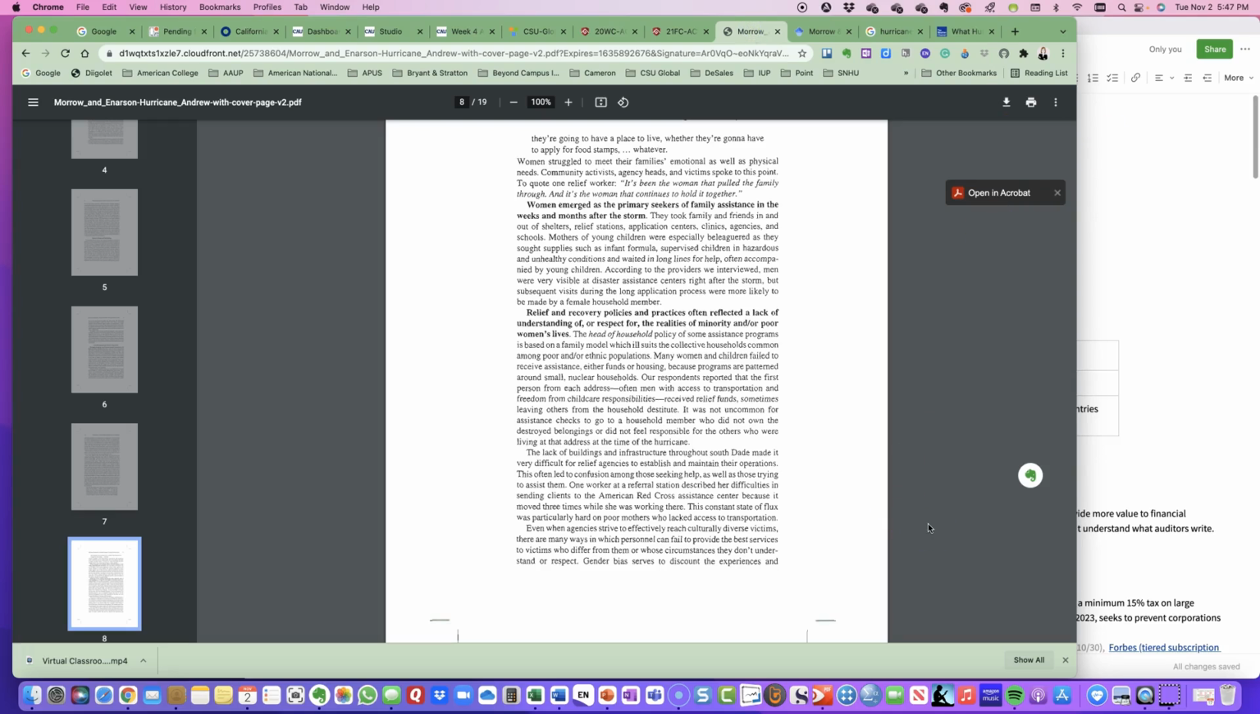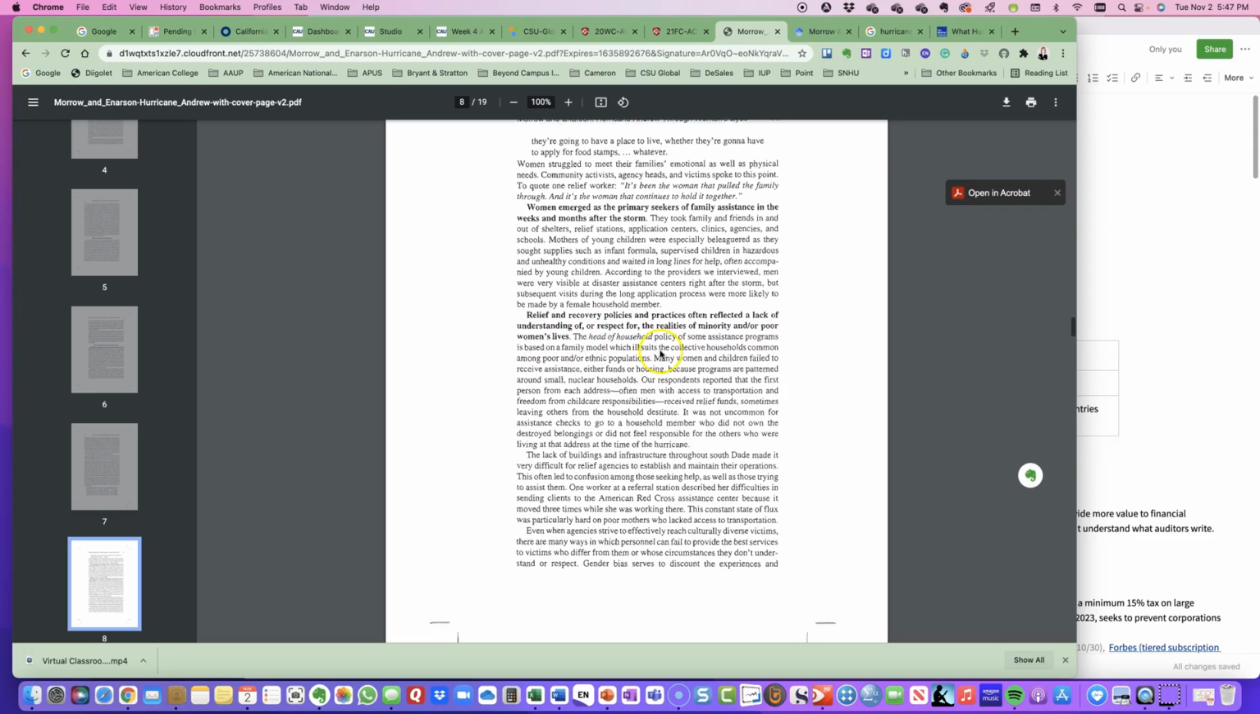But back to our article here, you see that women emerged as the primary seekers of family assistance in the weeks and months after the storm. Then you also see that the relief and recovery policies and practices often reflected a lack of understanding or respect for the realities of minority and poor women's lives. And in the excerpt in our assignment, the head of household policy is based on the family model, which doesn't really work for poor or some ethnic populations.